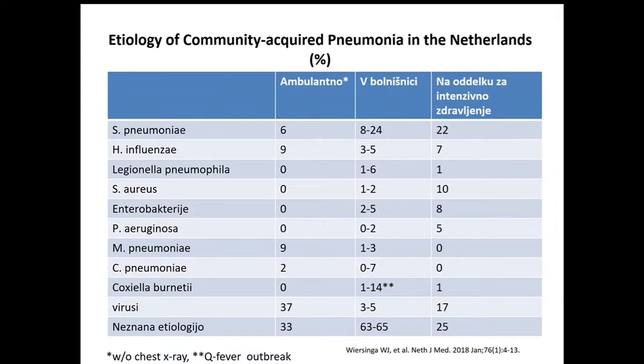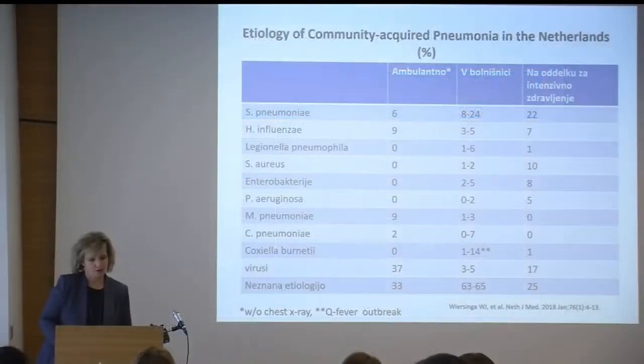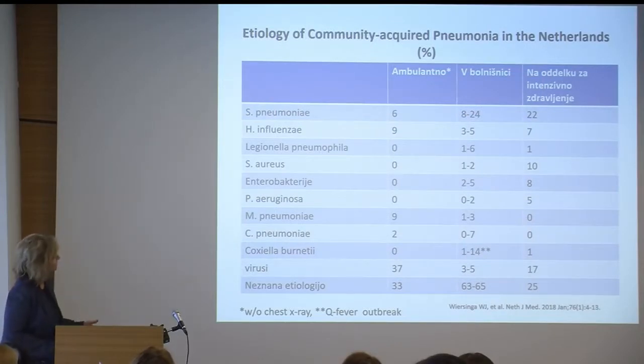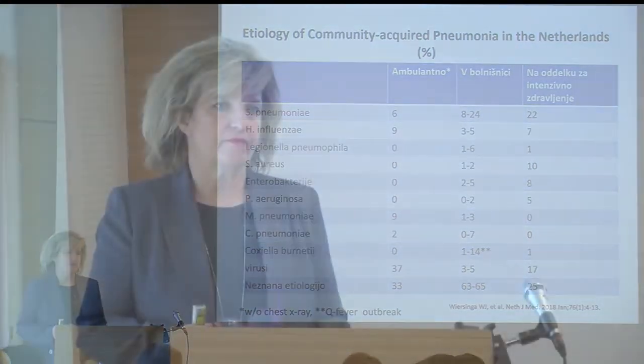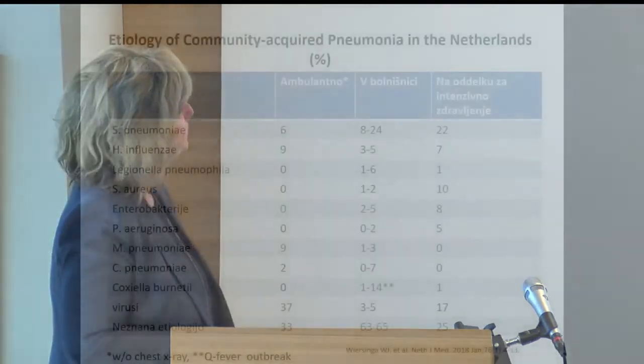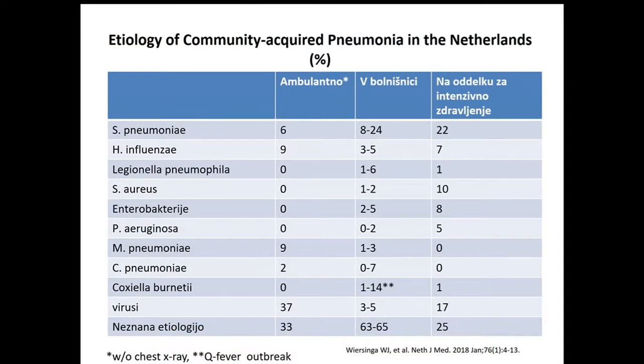Then a few words about appropriate antibiotic use in pneumonia. This is one of the more recent slides on etiology of pneumonia. This etiology is more or less the same for many years already in different countries. The study is from the Netherlands, but I put it on the slide only because it was one of the most recent. Strep pneumoniae, this is ambulatory, and this is in the hospital, and this is ICU. All the rest is, and this is unknown etiology. Sorry, so you will learn some Slovenian.